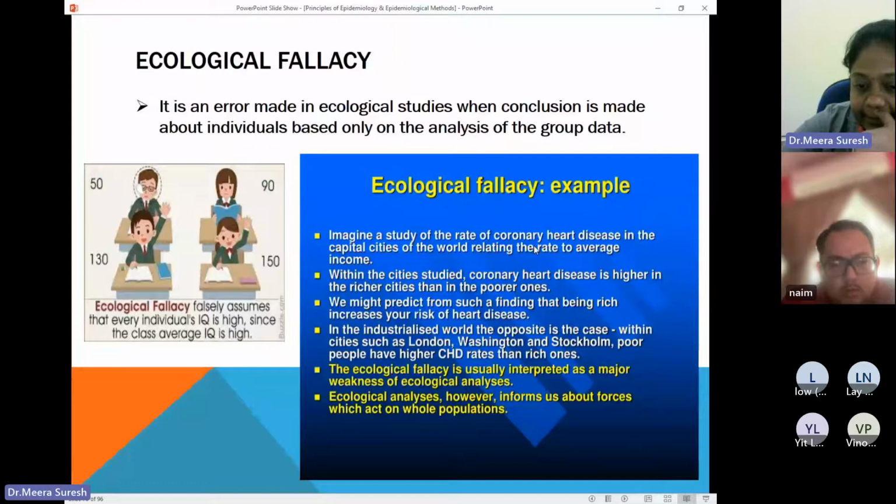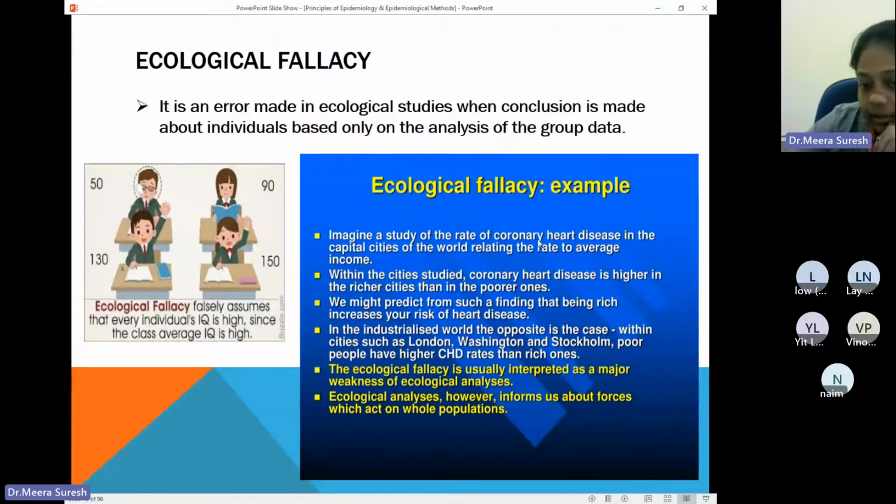So you are going to study how coronary heart disease and income rate are associated, and not for individual groups. We are going to study that in capital cities, and within-city studies. When we say capital city, you understand that the area will be more crowded. More people will be there.